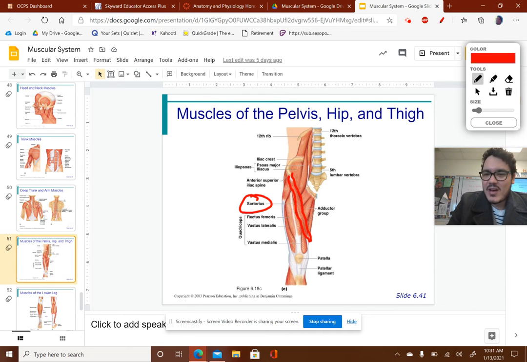There's a group of muscles found in the front of the thigh called the quadriceps. The quadriceps, we don't need to know them individually, but those are the muscles found in the front of the thigh that are very, very powerful.